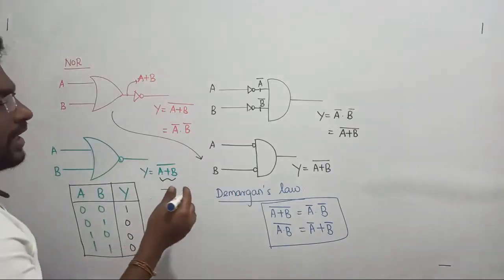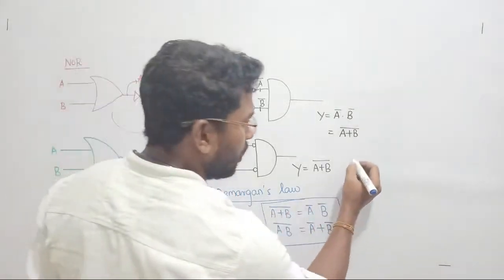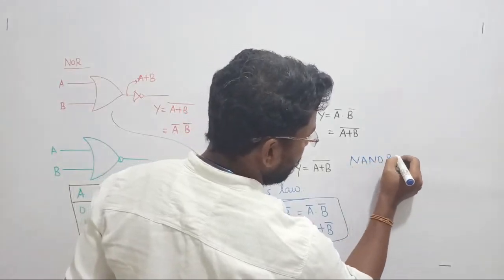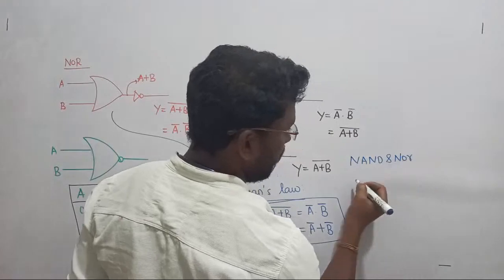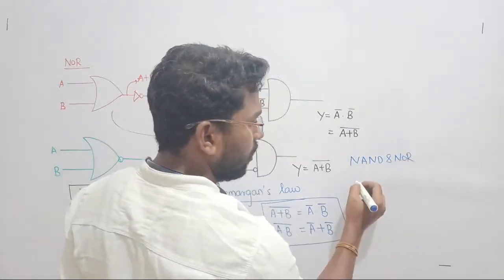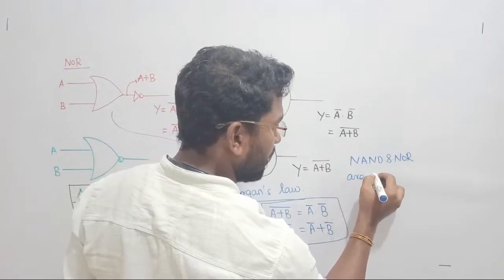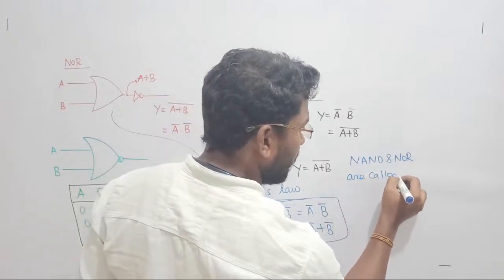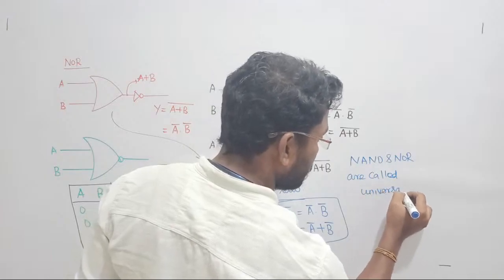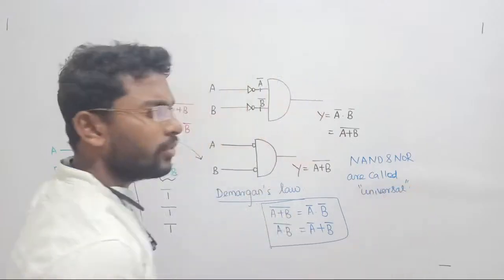And this NAND gate and NOR gate can also be called universal gates. Why are they called universal gates? We all know the reason, right? Many of you might have studied these things. What do you mean by universal gate?